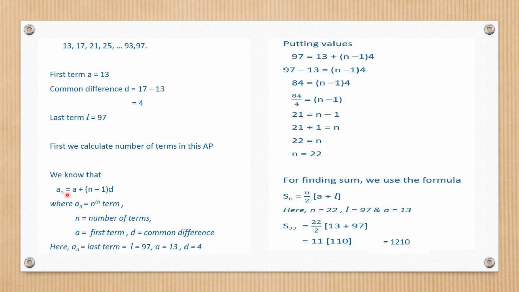Applying the formula to find how many numbers there are, an = a + (n - 1)d, I get n as 22. As the first and last terms are given, the formula for S22 is 22/2 times the first term and the last term, so 13 + 97, which gives 1210.